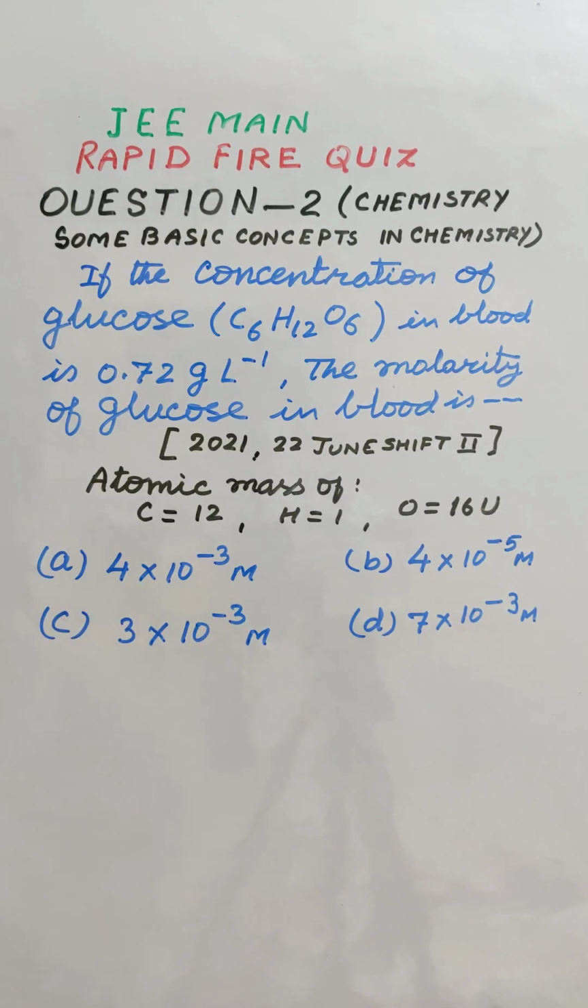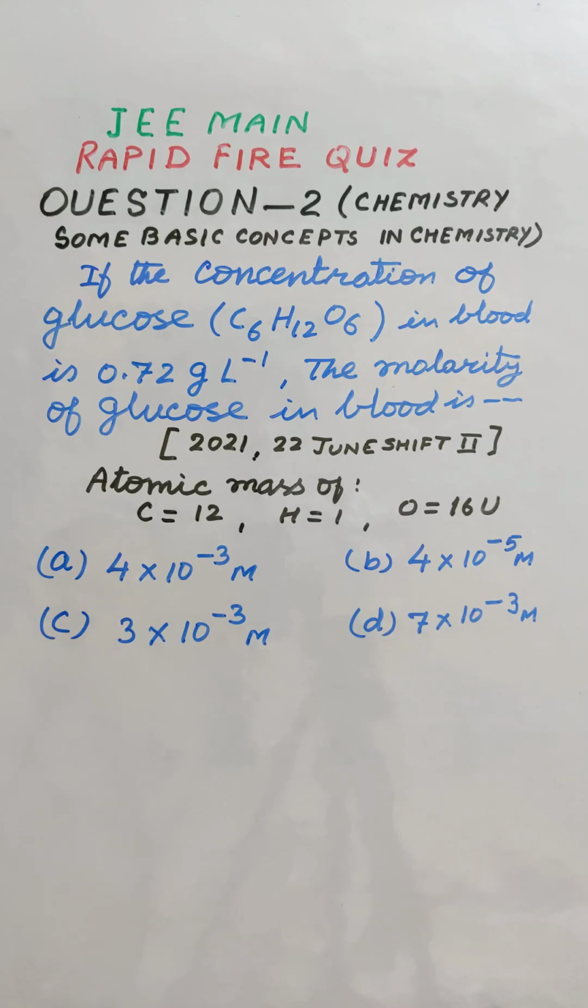क्वेश्चन नंबर 2 हमने लिया है केमिस्ट्री से, some basic concepts in chemistry. If the concentration of glucose C6H12O6 in blood is 0.72 gram per liter, the molarity of glucose in blood is, ये 2021 में 22 जून को शिफ्ट सेकंड में पूछा गया है. Atomic mass of carbon is 12 and hydrogen is 1, oxygen is 16 unit.